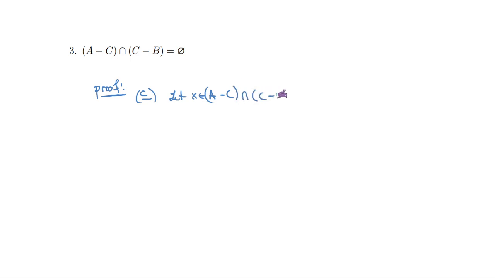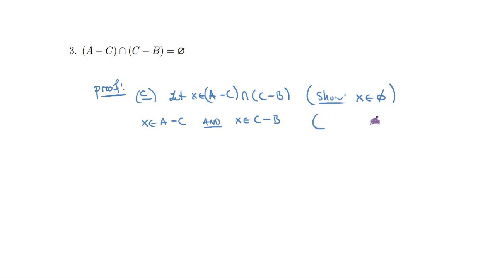It's a set difference, right? And then you're going to show x is an element of the set on the right. Okay. Now, what does this all mean? Well, you could start to write out what each of these mean by definition. So this is effectively saying, by definition, x is an element of the set difference, A minus C, and x is an element of the set difference, C minus B.